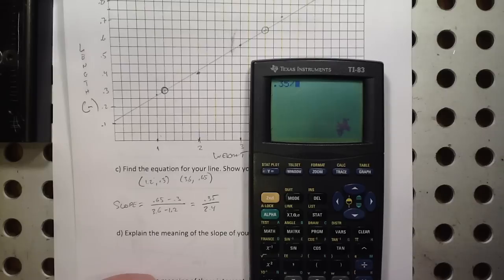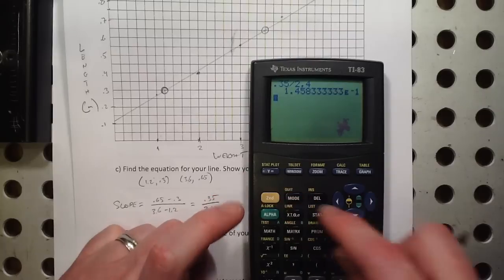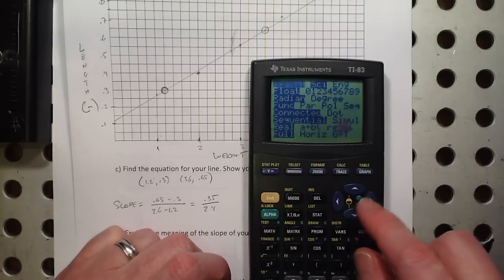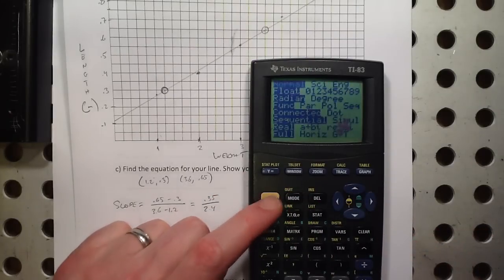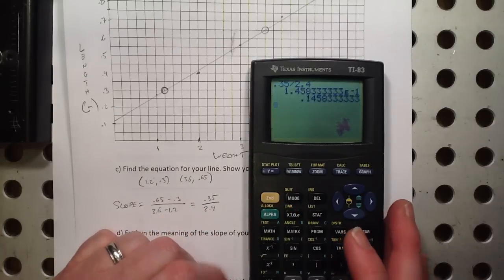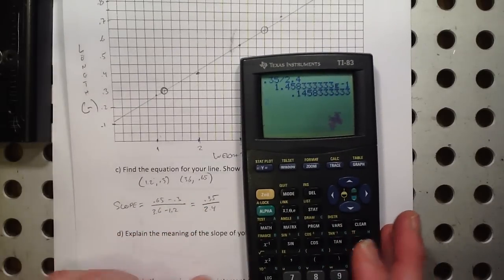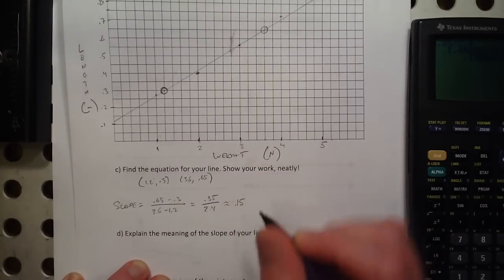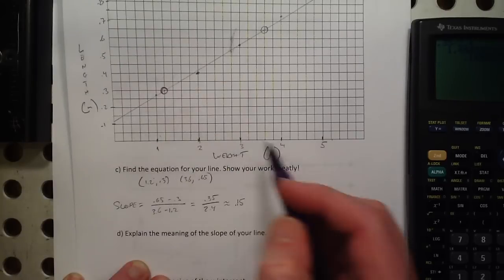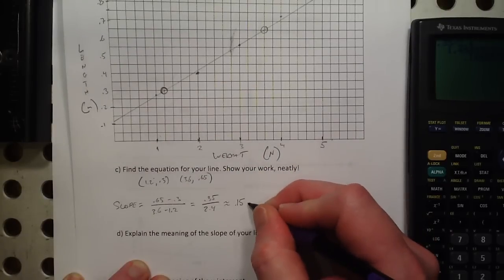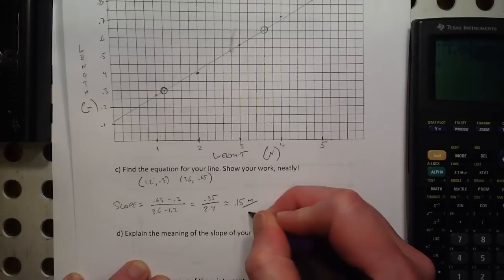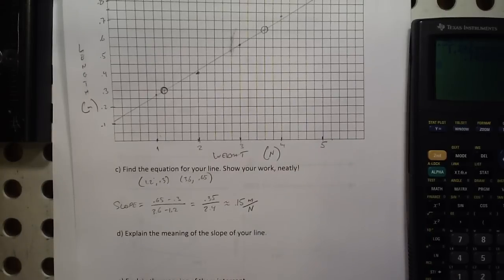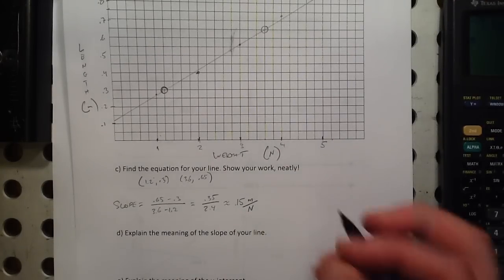0.35 divided by 2.4 is, I'll get out of scientific notation mode. Let's say 0.15. It's about 0.15. And the units of the slope, rise over run, would be meters per Newton, right? Okay.